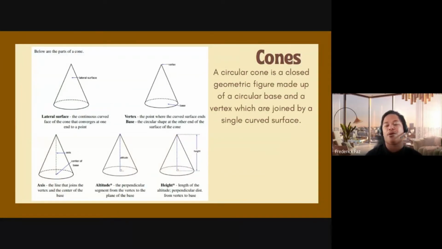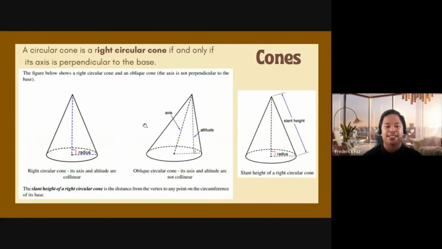Next, we have cones. A circular cone is a closed geometric figure made up of a circular base and the vertex which are joined by a single curved surface po. Ito po yung mga parts ng cone. We have also the right circular cone and we have the oblique circular cone. So the same po, parang same po sila ng pyramid. Yung illustration po nila. Yung pagkakaiba lang po, yung base po ng cone ay circles.